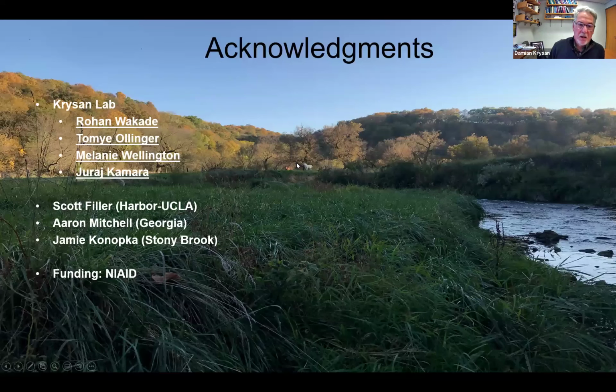And so, as I mentioned, Rohan Wakade has done most of the work on this project. Tommy Ollinger, Melanie Wellington, my longtime colleague and collaborator, was the one who first developed the ear model for our imaging, and Uri Kamara helped make the protein kinase mutants that we studied. Scott Filler, Aaron Mitchell, and Jamie Konopka are also collaborators who have offered lots of nice help and advice as we've gone through this project, and our funding is from the NIAID, and I thank you for your attention.